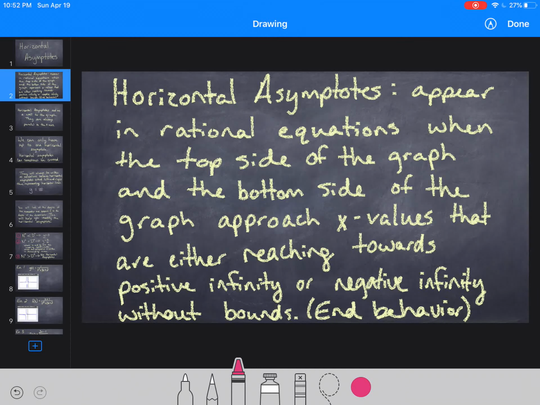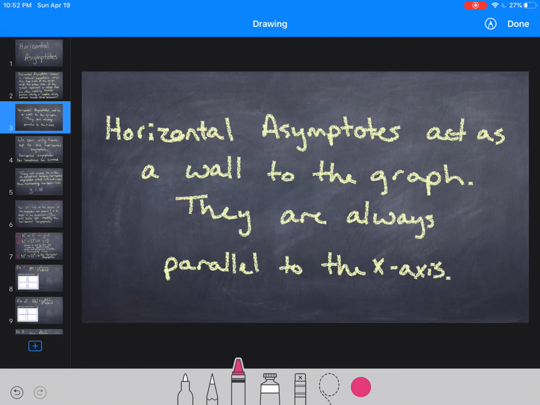Horizontal asymptotes appear in rational equations when the top side of the graph and the bottom side of the graph approach x values that are either reaching towards positive infinity or negative infinity without bounds. This is also referred to as the end behavior.